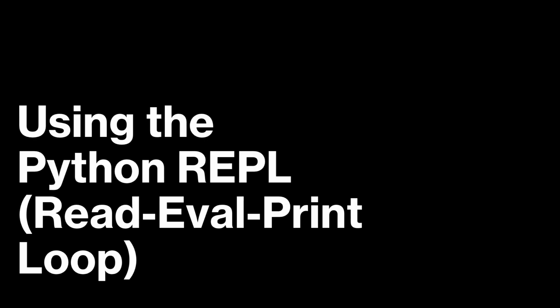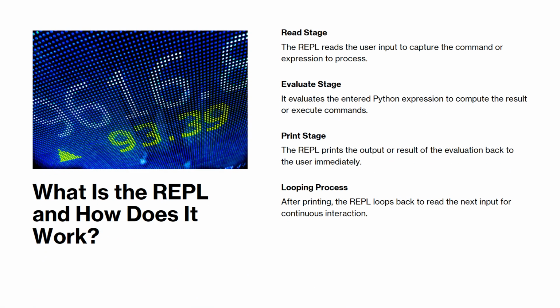Let's talk about the REPL. It's a simple interactive environment where you can type and run Python code one line at a time. Perfect for experimenting and learning as you go. REPL stands for Read, Evaluate, Print, and Loop. Here's how it works. It reads your input, evaluates the Python command, prints the result, and then loops back for more input. You get instant feedback, making it super beginner-friendly.